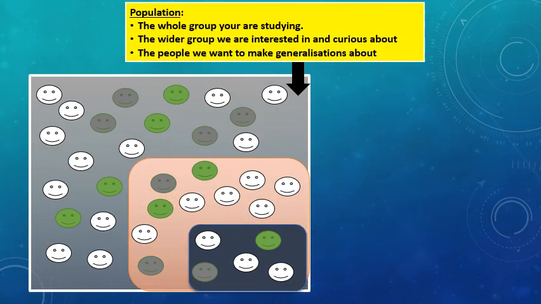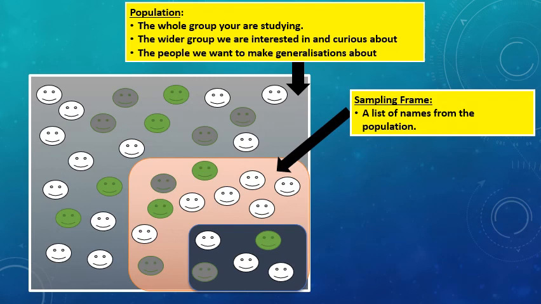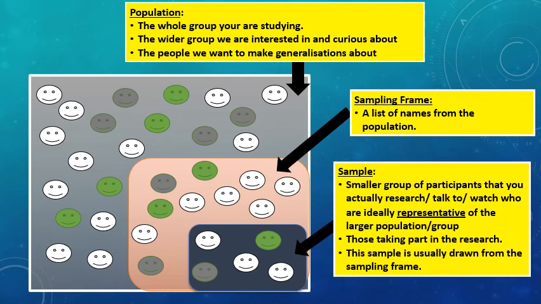Another way to look at that is the population is the bigger group that we are talking about. The sampling frame is the list of people within that group. Now it's smaller because we might not have the information we need. We might not have the names or addresses, the contact information, the locations of all those people. So it's often smaller than the group we're interested in. And our sample is the group that we then actually go and study, the group that we are ideally trying to create what we call a representative sample of.